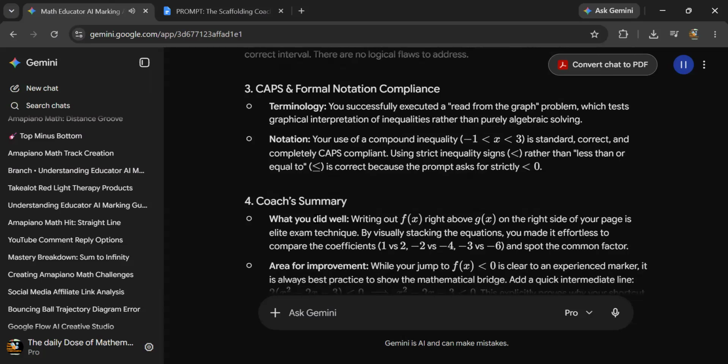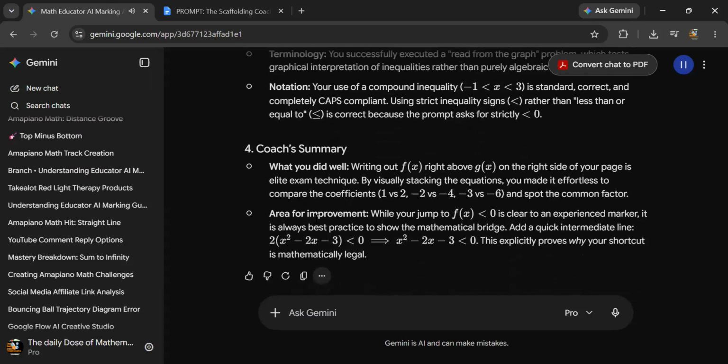4. Coach's summary. What you did well: writing out f(x) right above g(x) on the right side of your page is elite exam technique. By visually stacking the equations, you made it effortless to compare the coefficients, 1 vs 2, -2 vs -4, -3 vs -6, and spot the common factor. Area for improvement: while your jump to f(x) less than 0 is clear to an experienced marker, it is always best practice to show the mathematical bridge. Add a quick intermediate line: 2x squared minus 4x minus 6 less than 0 implies x squared minus 2x minus 3 less than 0. This explicitly proves why your shortcut is mathematically legal.